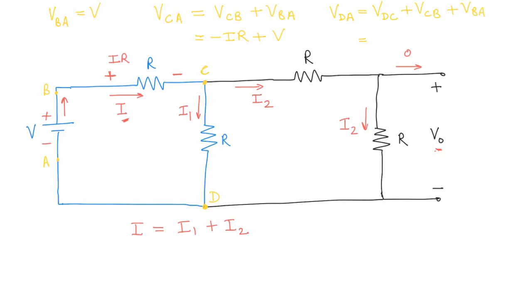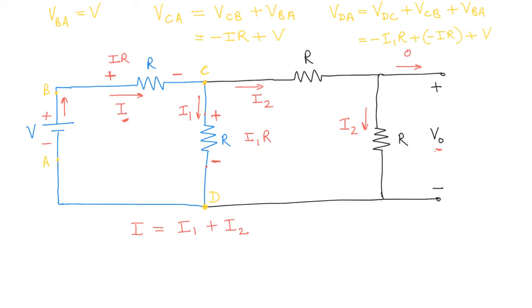Again, notice that there's a current flowing in this direction. So this is going to be the positive end. This is going to be the negative end of the resistor. So this point is going to be at a higher potential than this point. And what is going to be the potential difference? It's going to be I1, which is the current flowing, times the resistance R, right? So what is the potential VDC going to be? Minus I1R. Plus VCB, which is minus IR, plus VBA, which is of course V.